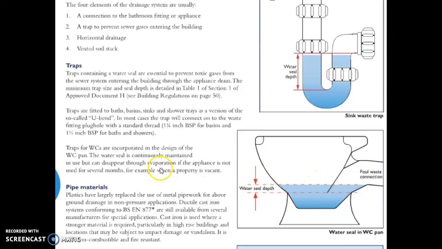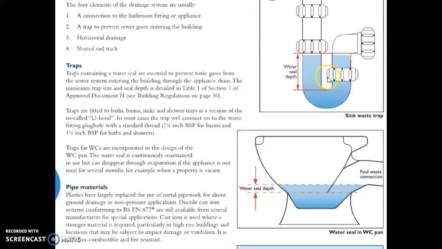The problem occurs when the water can evaporate from this trap, and that's if the appliance hasn't been used for a while. You often find this if you have an ensuite bathroom at home that is not used very often, and the water in the trap evaporates typically from the shower tray, and therefore the smells start to come in.